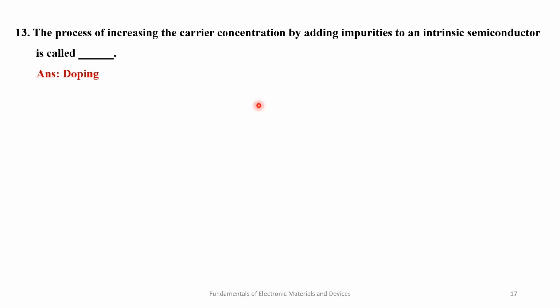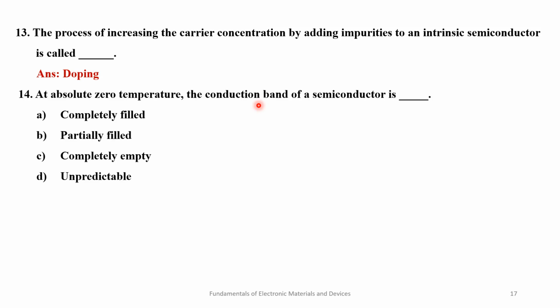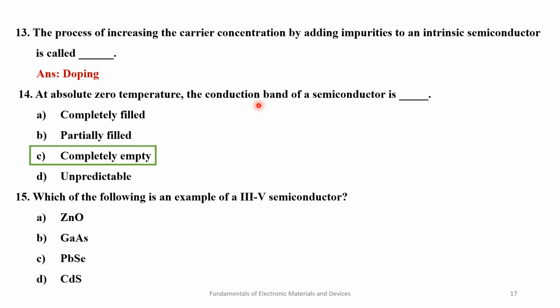Okay, that's correct. And now at absolute zero temperature, the conduction band of a semiconductor is dash. Completely empty. Okay, any other answers? At absolute zero, the conduction band is completely empty. At absolute zero temperature, there will be no thermal excitation from the valence band to the conduction band. Therefore, the conduction band will be completely empty.